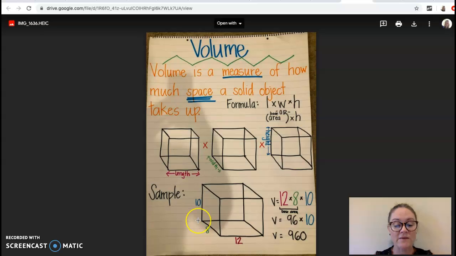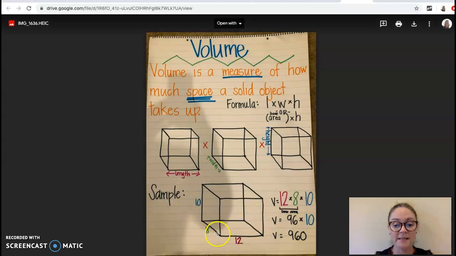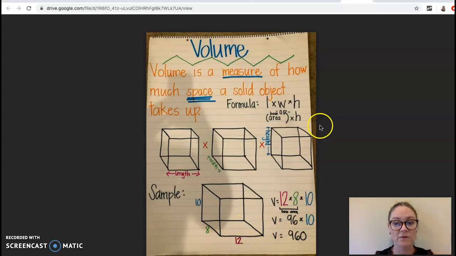And then, of course, I have to take 12 times 8 and multiply the answer of that times 10 to get the volume. Okay, so the base area of this shape is 12 times 8, and 12 times 8 is 96. And then I take that base area and multiply it by the height of the shape, which is 10 feet. So 96 times 10 is 960 cubic feet. Okay, remember I told you I left off the unit of measure, which is feet. We're going to pretend it's there. So the volume of this shape is 960 cubic feet. The space it takes up is 960 cubic feet.